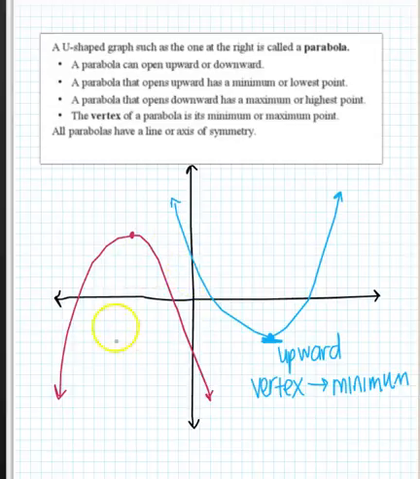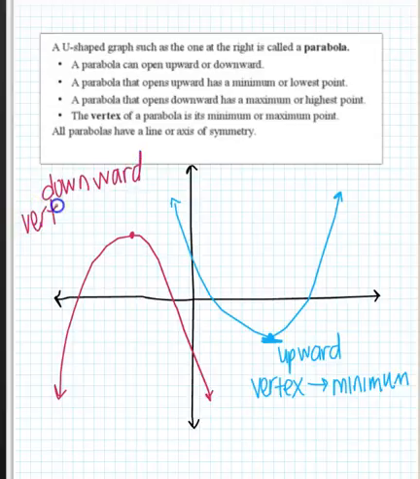You're going to have a little person in here and you're so safe from the rain. So this is going to be a downward facing parabola, and its vertex is at the top of the graph. So that's going to be considered a maximum, the highest point on the graph.